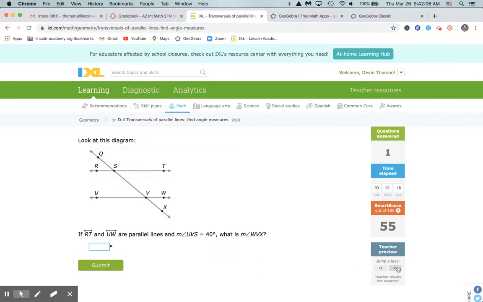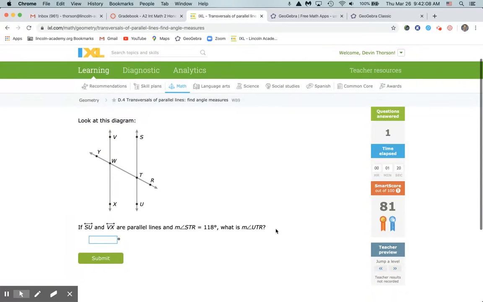As you move up here, I'm going to jump all the way up to 81. It's the same thing. It says that if these 2 lines are parallel, XV and SU are parallel, it gives us STR. So I come over here, STR, that's this angle here. It says that measures 118. So now without even looking at which angle they want, I just say, all right, let's take 118 and subtract that from 180. I get 62. So I know this one here is 62. This one here is 62. This one here is 118.